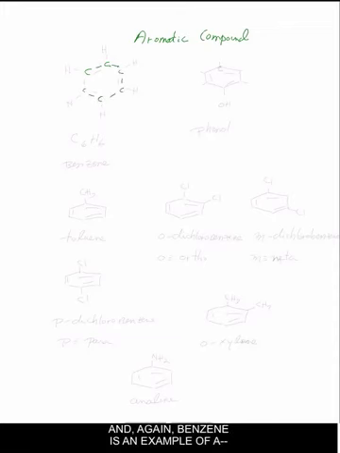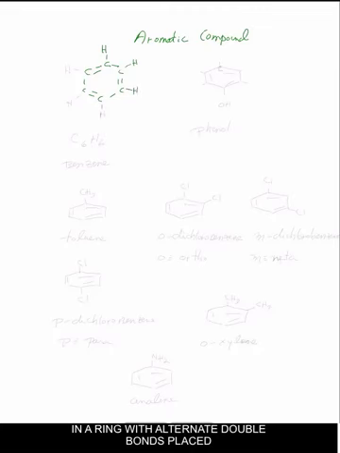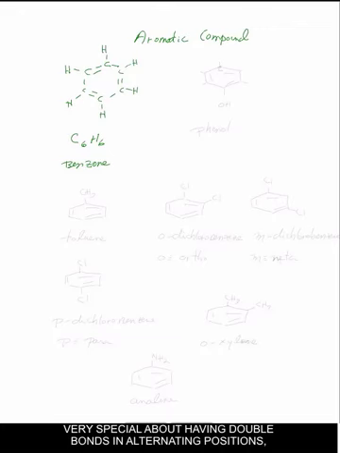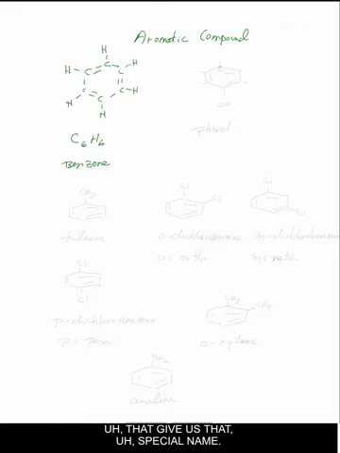And again, benzene is an example of a molecule that doesn't have any other IUPAC name. It's just called benzene. Benzene consists of 6 carbon atoms in a ring with alternate double bonds placed in between every other carbon atom. So your formula for benzene ends up being C6H6. This is referred to as benzene. Benzene isn't nearly as reactive as typical alkenes. There's something very special about having double bonds in alternating positions that give us that special name.